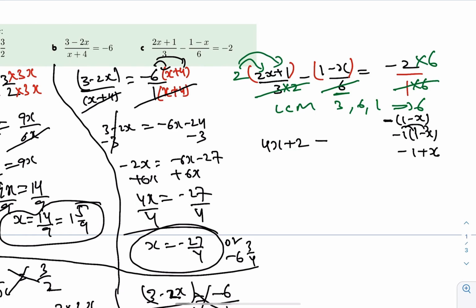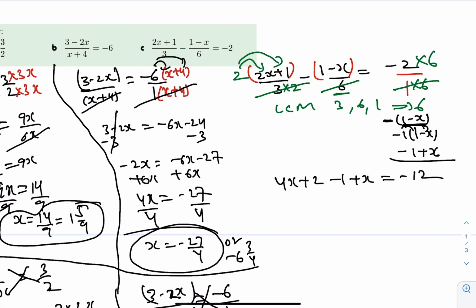So when you have negative outside the bracket, it changes the sign inside the bracket. So I'm going to rewrite this here. So 4x plus 2, negative 1 plus x from here is equal to negative 12. Now before we start moving the numbers on right hand side, let's see if we can simplify the left hand side. So 4x plus x is 5x and 2 minus 1 is 1, is negative 12 minus 1.